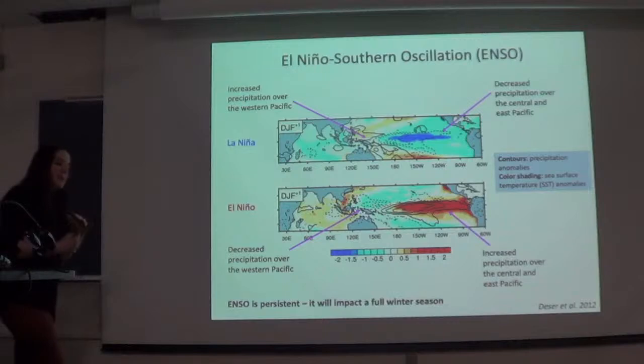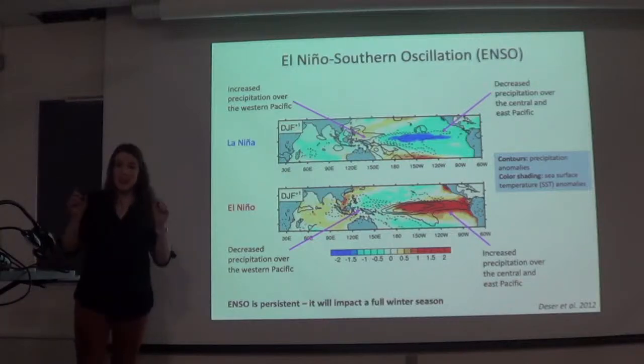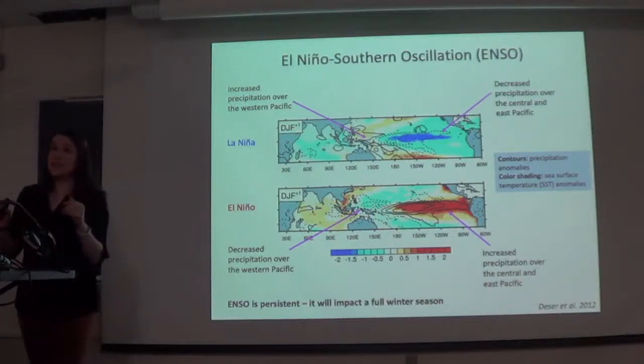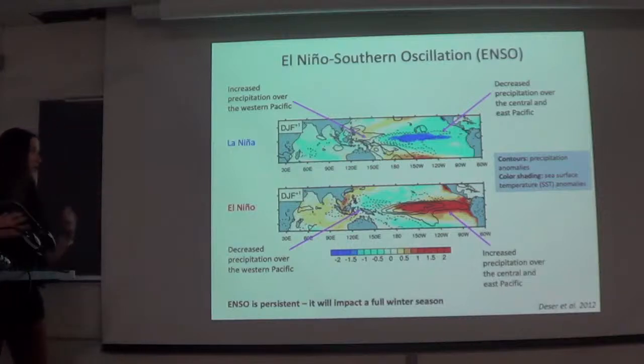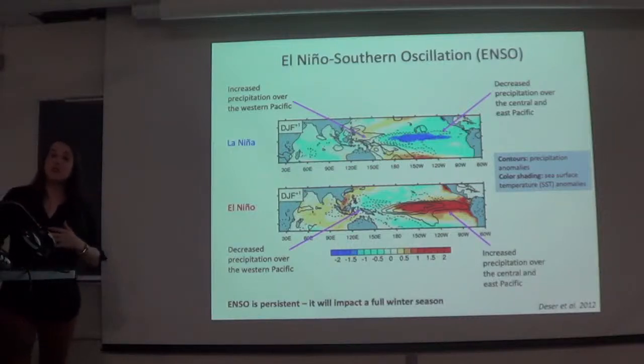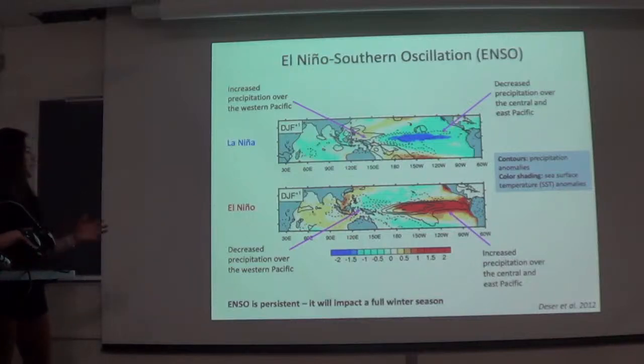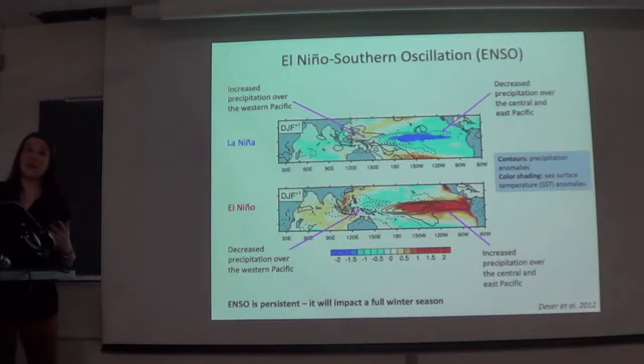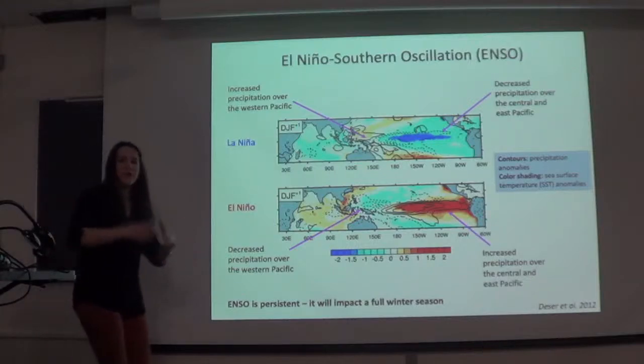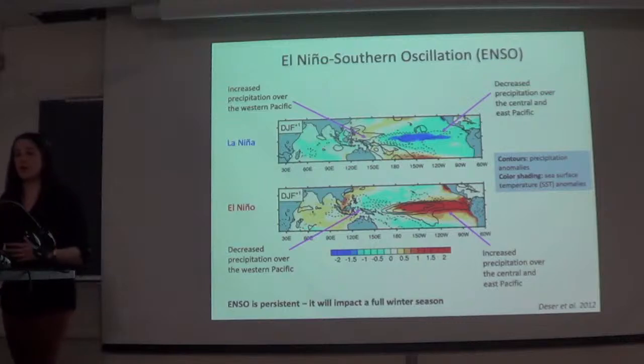Now, what's important to keep in mind for this study are timescales. ENSO is persistent, right? It impacts us for a full winter season. For example, this past winter, we've been in a La Nina. I think we still are in a La Nina, right? So ENSO is a form of seasonal variability. It's persistent, it'll impact us, for example, for a full season.